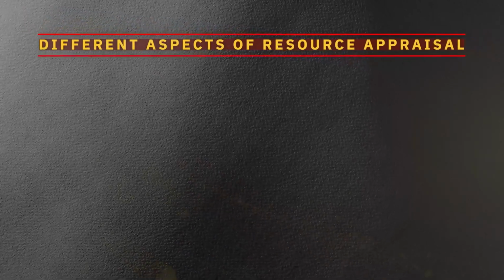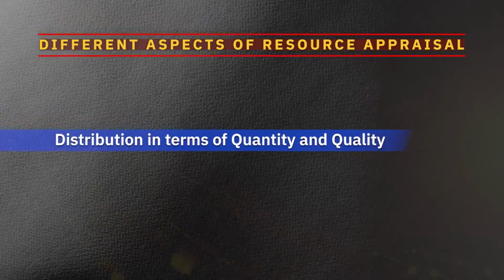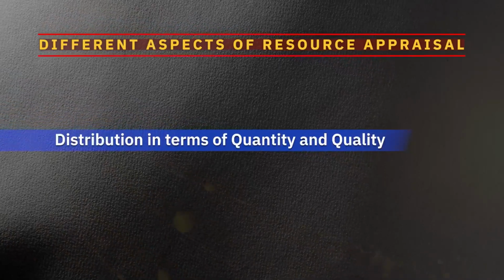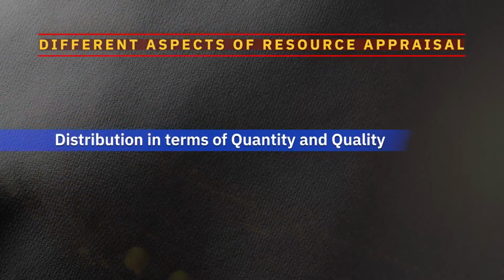Resource appraisal should be considered in different terms: distribution in terms of quantity and quality. Quantity means the size or the amount or the volume of the resource. Quality means the inferiority or superiority or the functional capacity: low capacity, medium capacity or high capacity. That determines the resource. So a resource is not fixed. Resource is not a fixed idea. It is a dynamic idea.